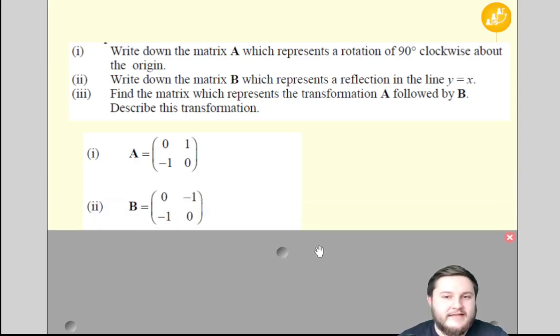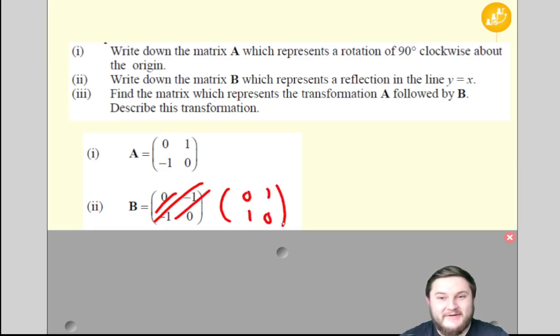So it's 0, minus 1, minus 1, 0. Is that right for this one? You can tell with my confused face that this is not right. Clearly this exam question is not very good because this should be... See, that's why I was confused. 0, 1, 1, 0 for the line y equals x.